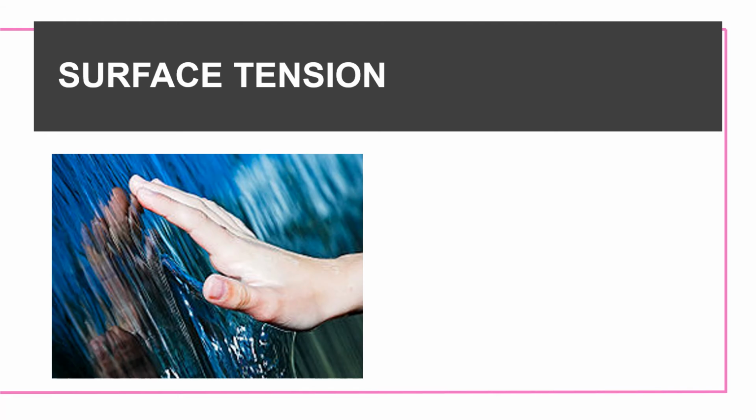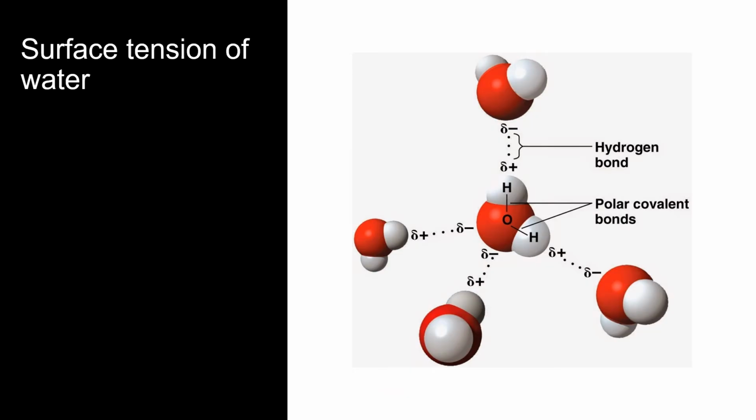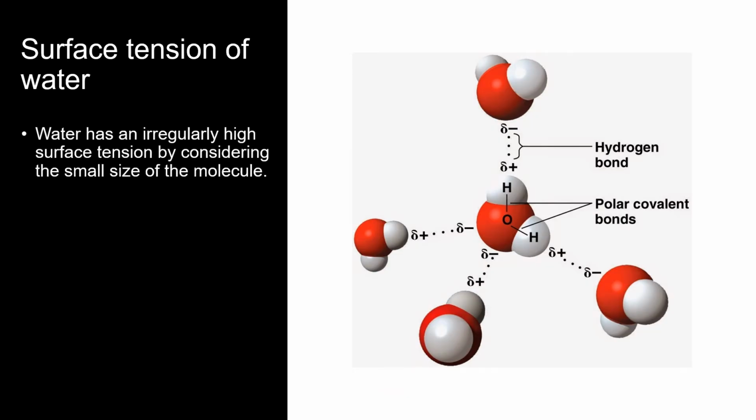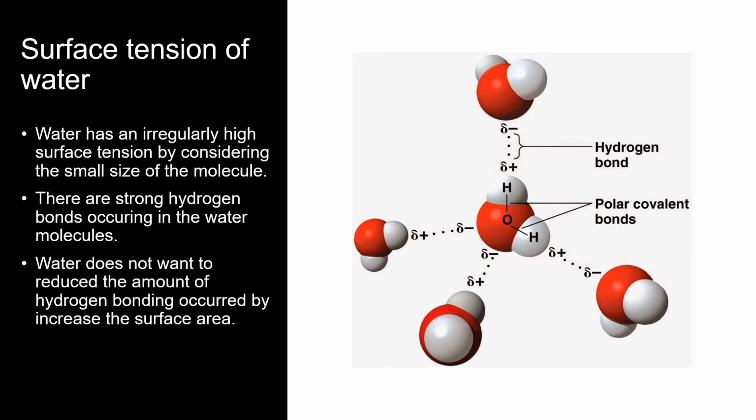The surface tension will decrease as the temperature increases. This is because the intermolecular forces become weaker. Water has an unusually high surface tension considering the small size of its molecules. There are strong hydrogen bonds between water molecules, but water does not want to reduce the amount of hydrogen bonding that occurs by increasing the surface area.